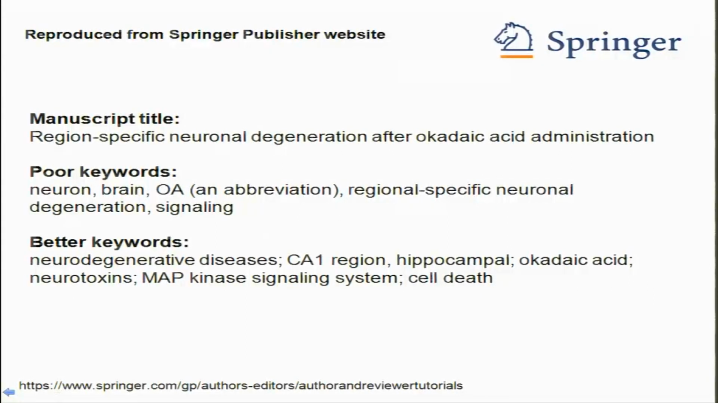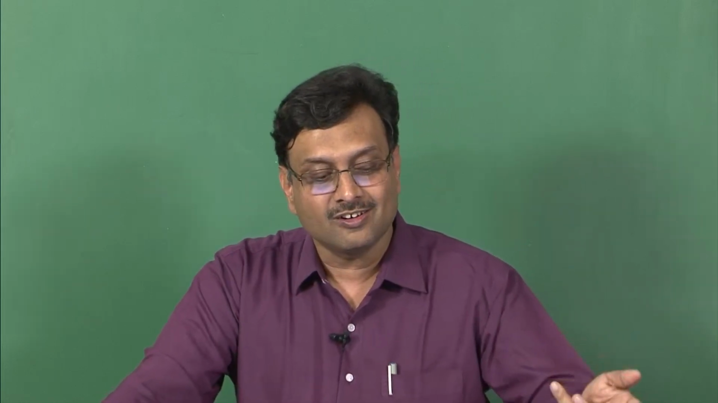Neurons, brain, it's redundant because it's already there. OA, right? You're talking about an abbreviation of something else. By giving that OA, it doesn't really help. You shouldn't give abbreviations. Region specific neuronal degeneration, again, this already exists in your title. Therefore, it is not at all required again. Signaling, again, is redundant here, or it doesn't really help.